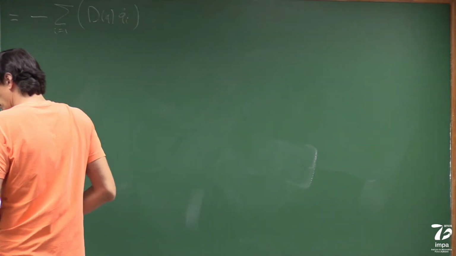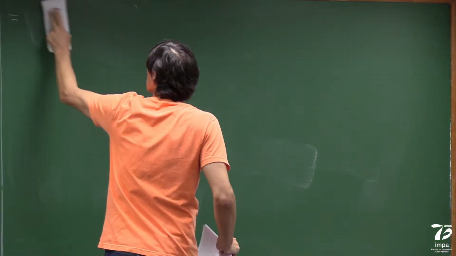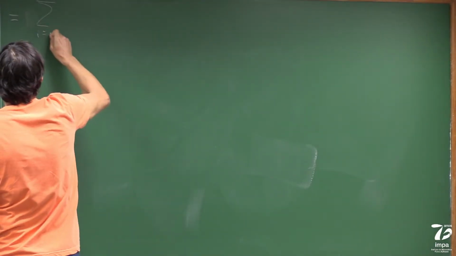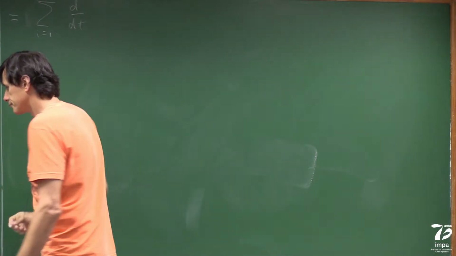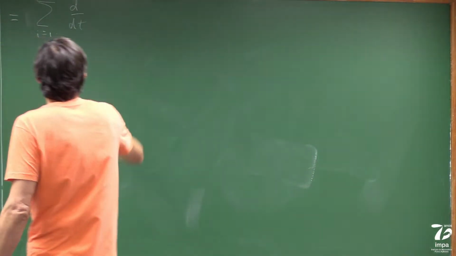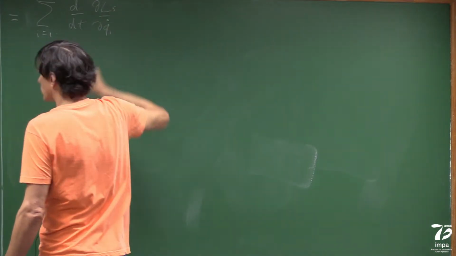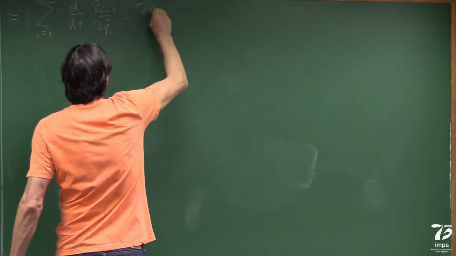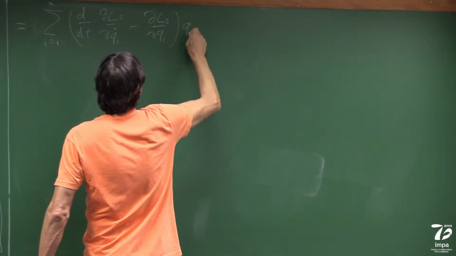Well, let's just make one more step. Otherwise, it will not be clear. So what is left is this d/dt dL/dqi dot. We can put it together with the other one, like this.